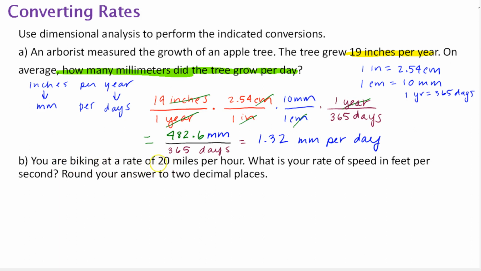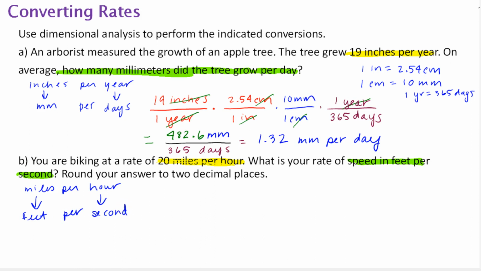You are biking at a rate of 20 miles per hour. What is your rate of speed in feet per second? So we're given miles per hour, and our goal is speed in feet per second. Okay, so this one again is relating distance and time. So let's get our conversion factors ready. So we want to go from miles per hour to feet per, instead of hours, time, we want our time in seconds.